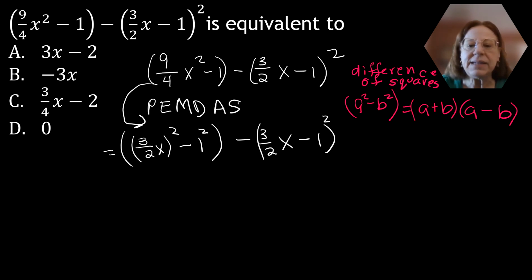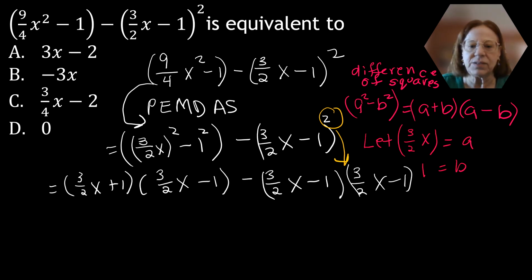So let's let a equal 3/2 x, because 3/2 x squared is 9/4 x squared. So we're going to put it, see how I put that in the parentheses, because that's my a. And b is going to be 1. So minus 1 squared is the same as minus 1. And then I left the rest the same, minus 3/2 x minus 1 quantity squared.